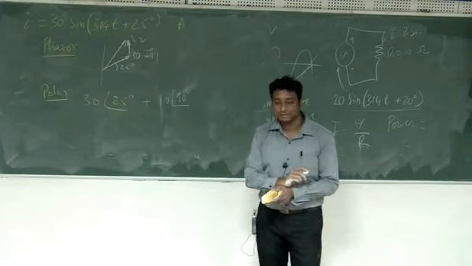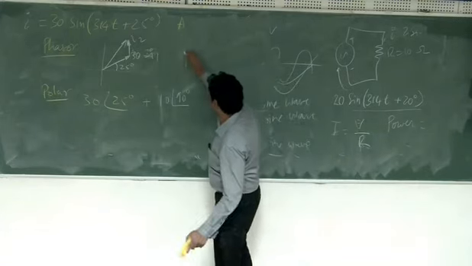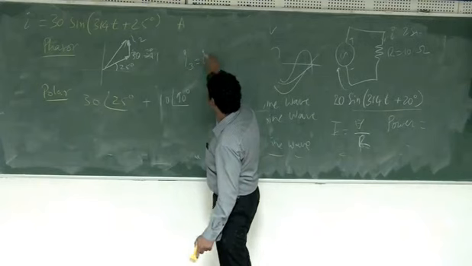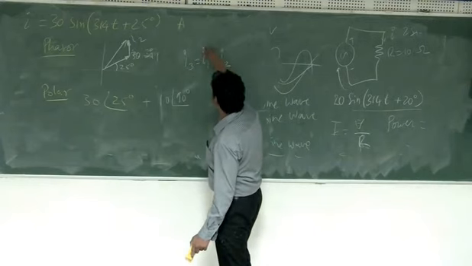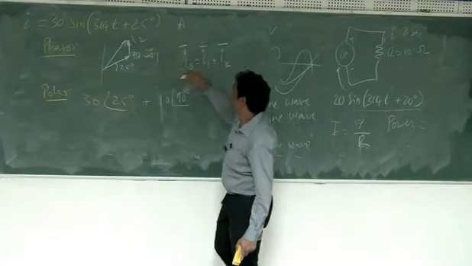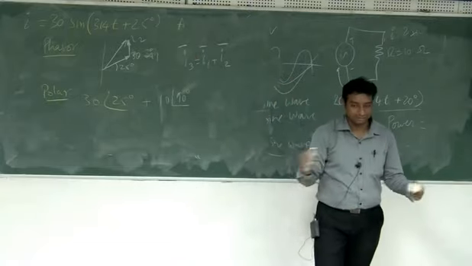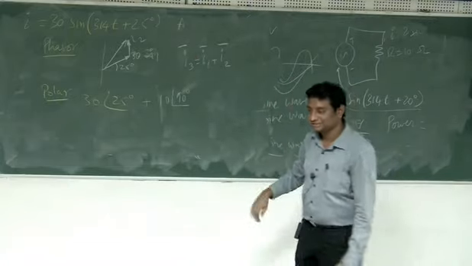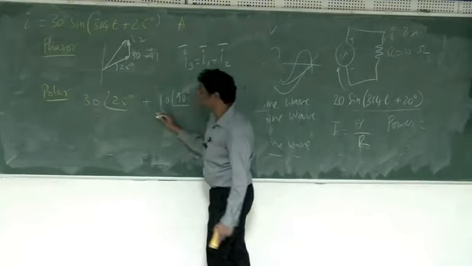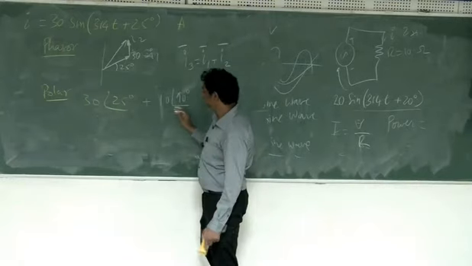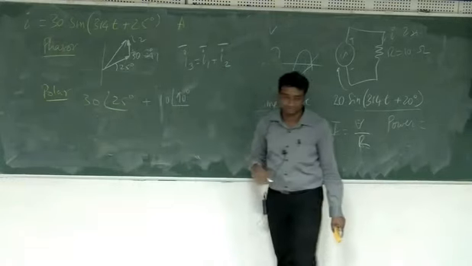I'll write it like this: I3 equal to I1 plus I2. But since these are phasors, I give a bar at the top. It's not mathematical addition. It's not 30 plus 10, 40. It is 30 at 25 degrees, 10 at 90 degrees. You have to do that addition.